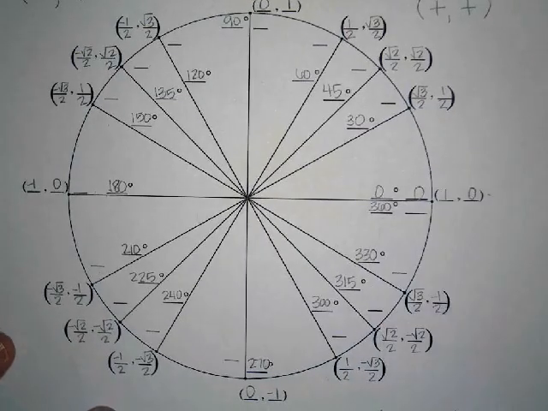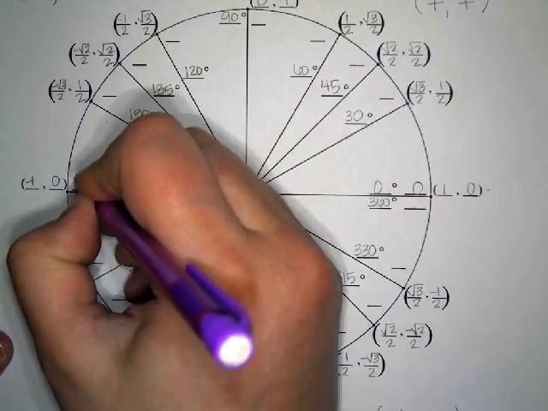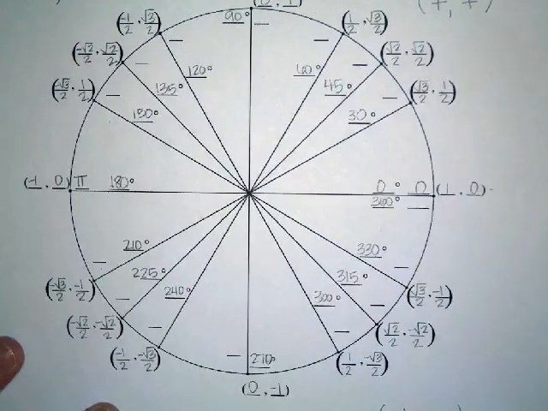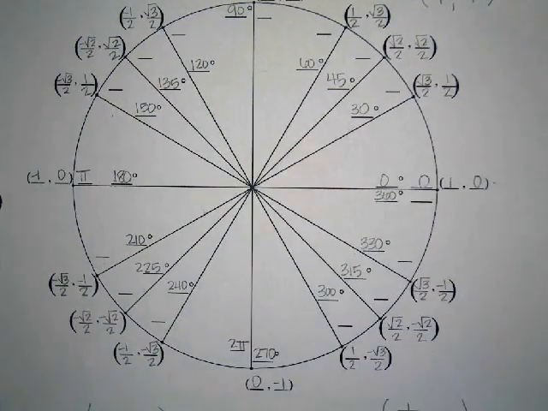And over here, we're going to put pi radians. And down here, we're going to put 2 pi radians. And what students hate about radians is that you have to be decent with your fractions.